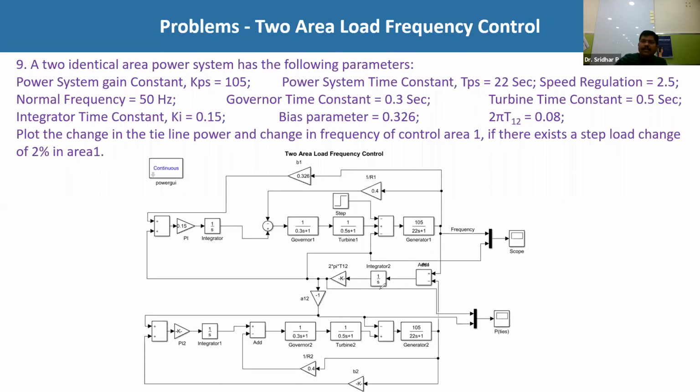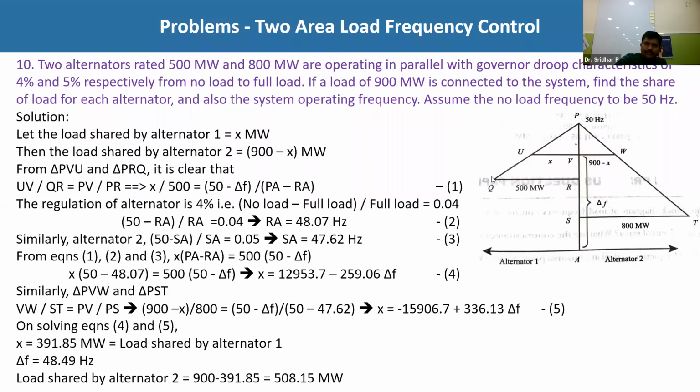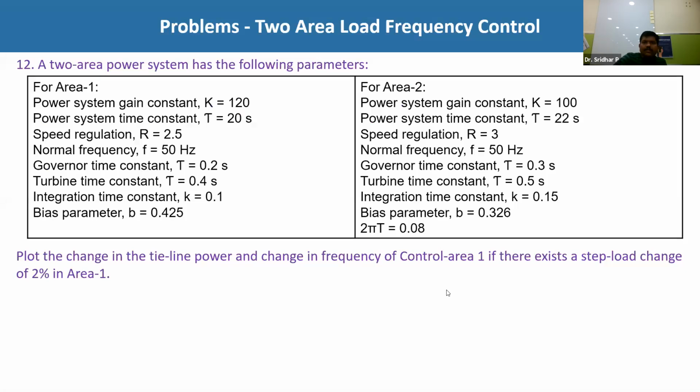But in that problem, both areas are identical. He has clearly said that both the areas are identical. But in this one, they have not said the areas are identical. Now, one more assumption you have to make in this problem is that he has not given the capacity of area 1 and area 2.